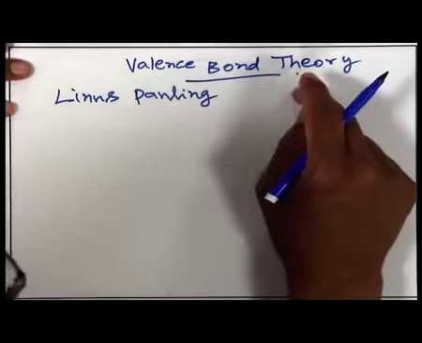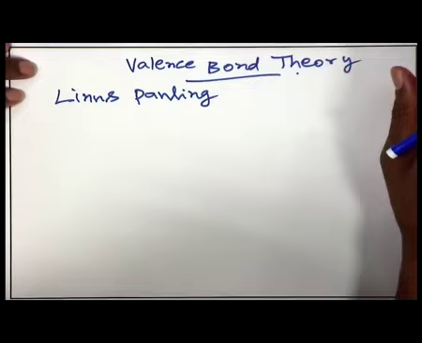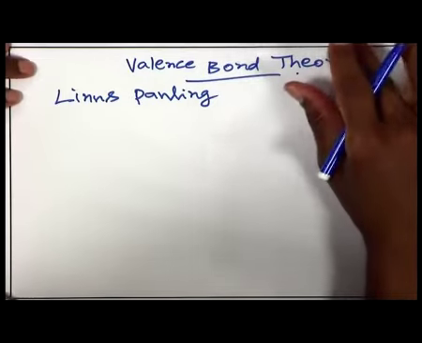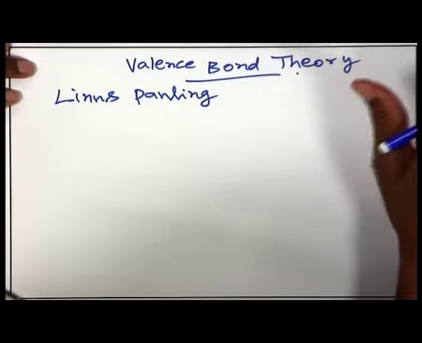Why do we need this theory? There are some problems with the previous theories that we have seen. For example, if you look at the Lewis dot structure, it does not tell about the angle between the three atoms. You cannot determine the angle between atoms. As a result, we cannot get the shape from the Lewis dot structure.